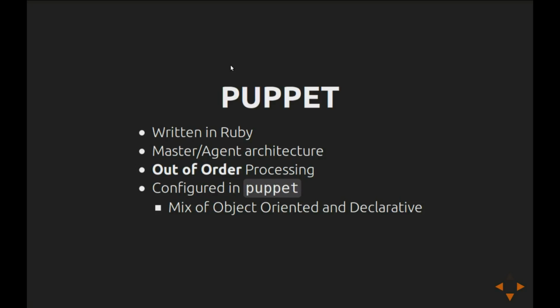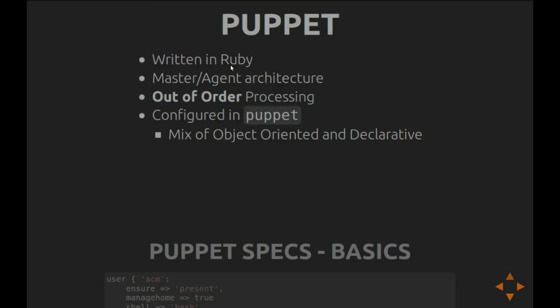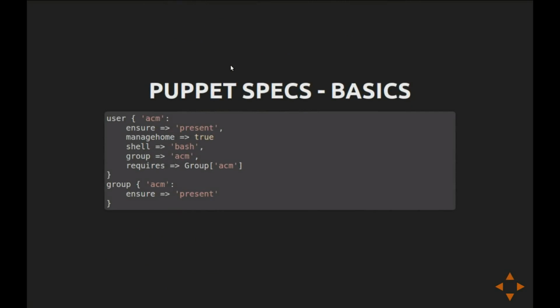Configuration for nodes managed in Puppet is done in a special language called, oddly enough, Puppet. It's a weird mix of what I would describe as object-oriented and declarative programming methodologies. If you've used Prolog, or some of the languages, maybe SQL, you'll have a rough idea of what I mean by a declarative programming language. So this is what some Puppet actually would look like.